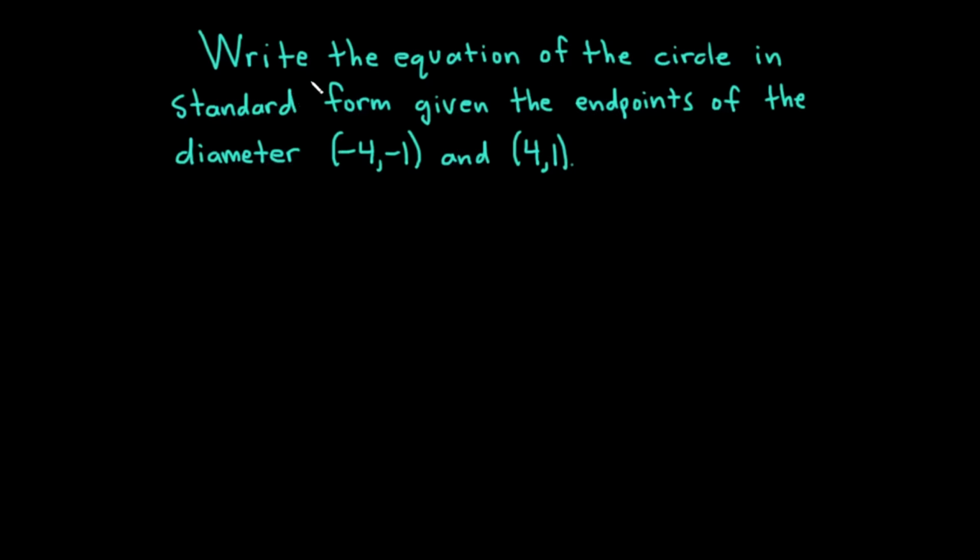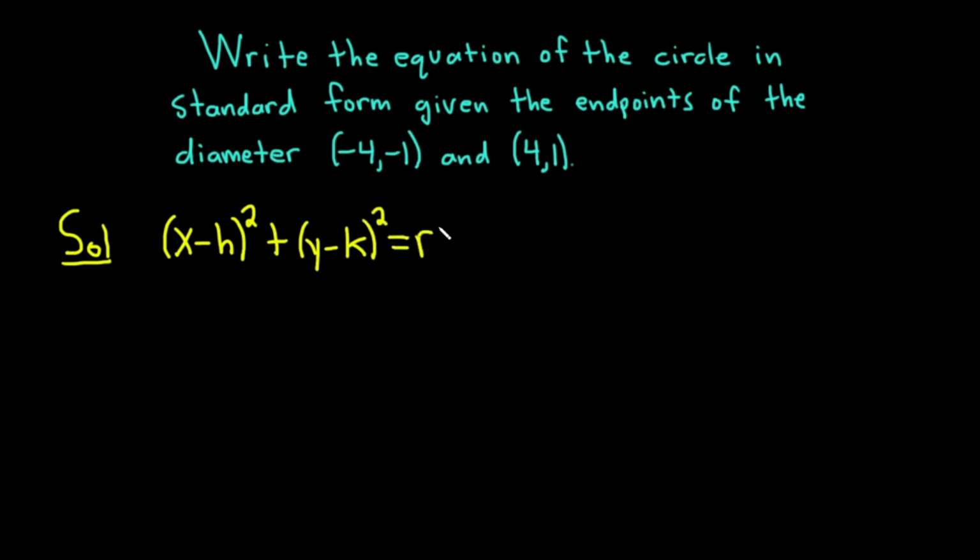In this video, we're going to write the equation of the circle in standard form given the endpoints of the diameter, (-4, -1) and (4, 1). Let's go ahead and carefully work through this solution. We'll start by writing down the standard form of a circle, which is (x - h)^2 + (y - k)^2 = r^2.